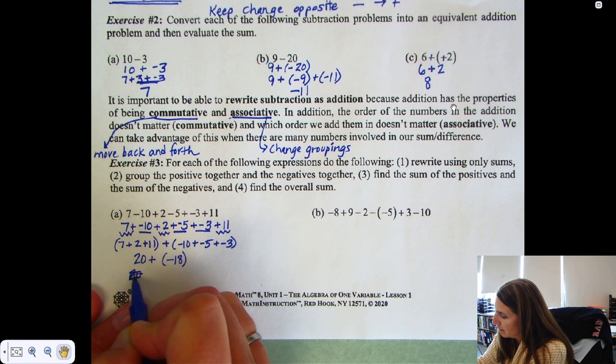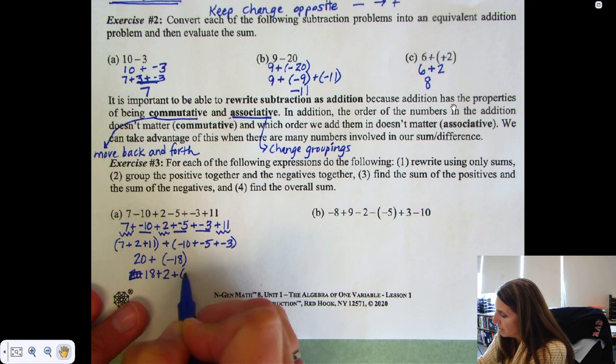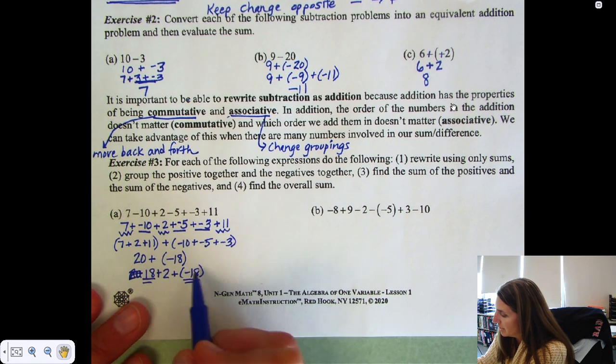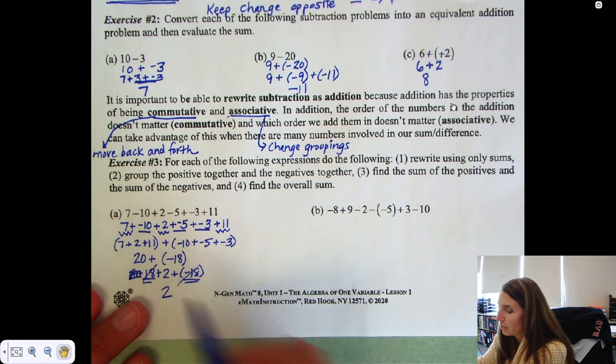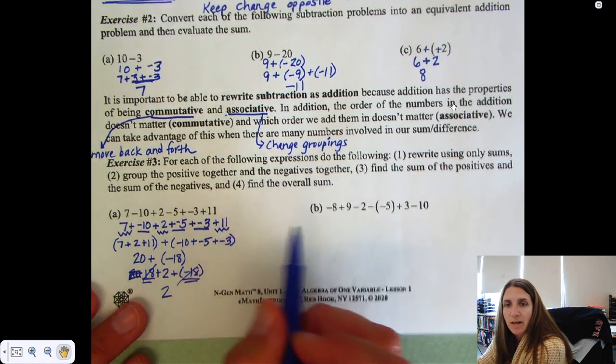So 20 becomes 18 plus 2 plus negative 18. Here's my opposites right here. These cancel, and I'm left with 2. My final answer. So let's try that again.